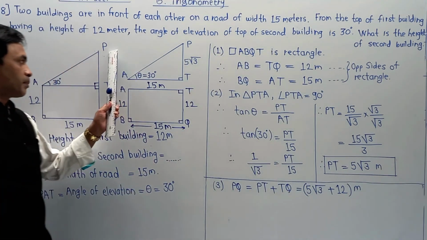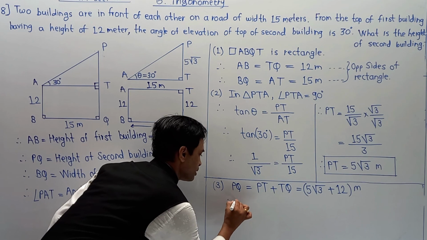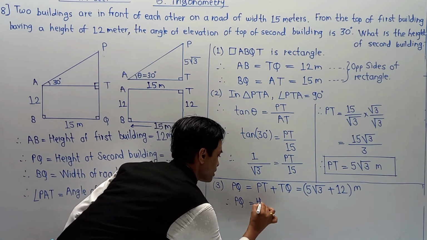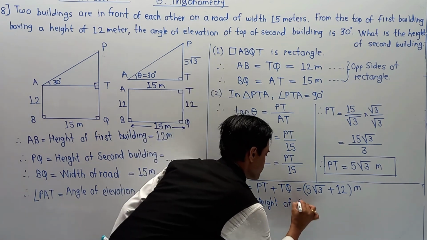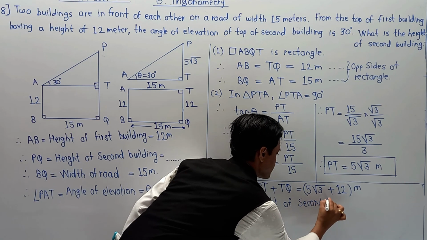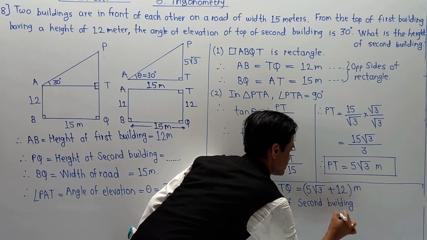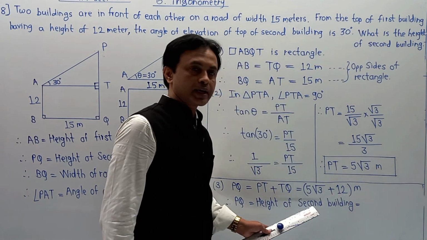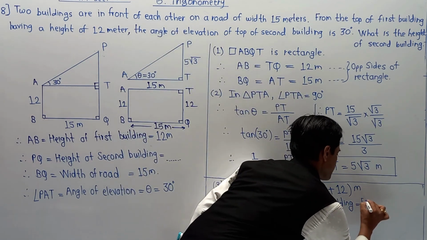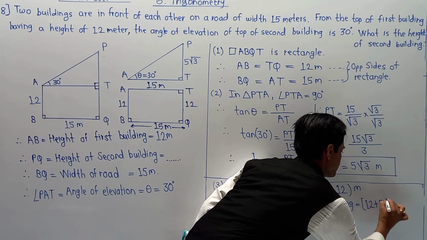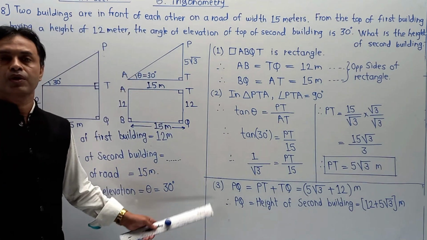So you can say PQ, that is nothing but the height of the second building. So I am going to write the part. PQ, that is nothing but the height of the second building, is equal to, you can also take 12 at the front and 5 root 3 at the back, since it is just an addition, 12 plus 5 root 3 meters. And in this way, you can solve this numerical.